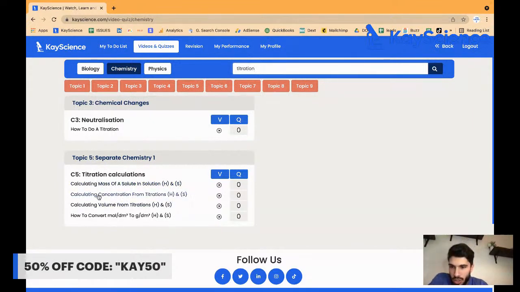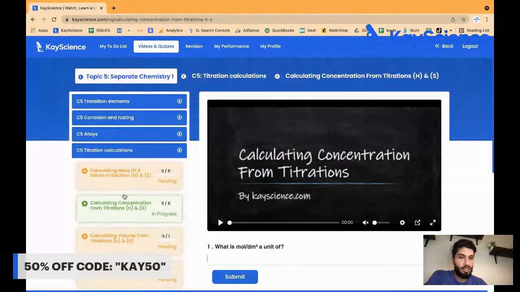So let's do a classic question, calculating concentration from titrations. So I'm not going to teach you what a titration is because that's, if I'm honest, almost a whole hour lesson. But we're going to focus on calculating concentration from titrations now because that's what you want to do. And I love the fact that you're telling me that's what you want to do. So let's go into it.